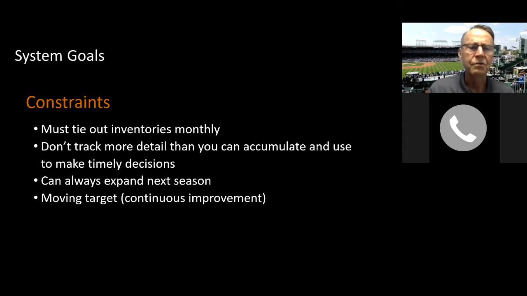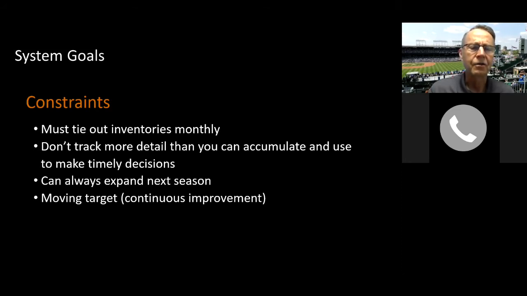So if we're starting a new client, we don't want to track more detail than you can accumulate or use to make timely decisions. Accumulate means, can you gather the information accurately, get it assigned, and get it coded into the system? You don't want to take on more than you can handle. And then the question is, even if I do a lot of detail, can I make timely decisions with that detail? That's something that's unique to every client, every operation. Decide where you want to start, and you can always expand next season.